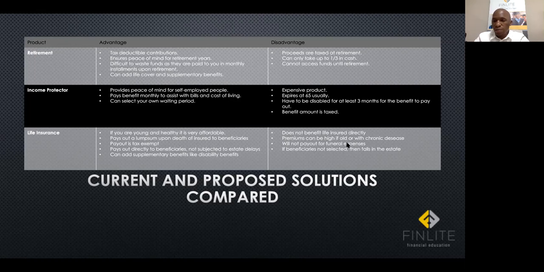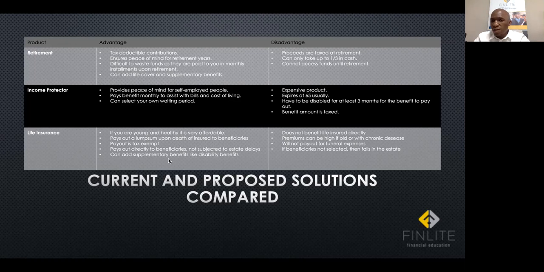If you haven't selected the beneficiaries, then it falls into your estate, and it's liable for estate tax or estate duty. So that's the disadvantage. But if you've selected the beneficiaries, then it goes directly to them, and it does not form part of the estate, and therefore it's not taxed. It pays out directly to beneficiaries, not subjected to estate delays. So if the estate has to be wound up, the life cover would have paid directly to beneficiaries. It won't wait for the estate to be wound up.